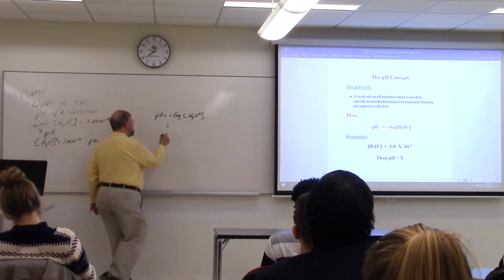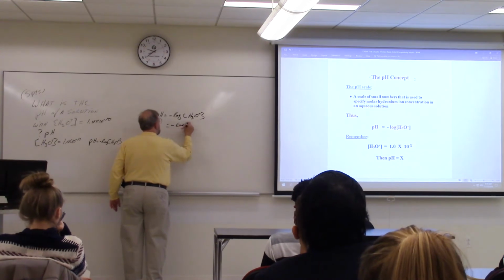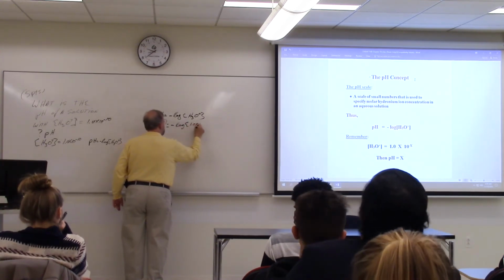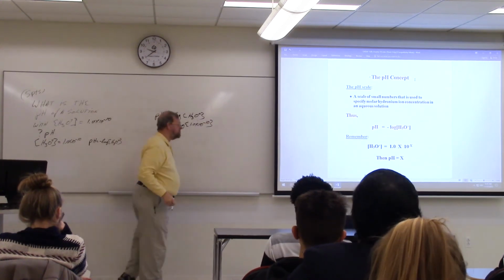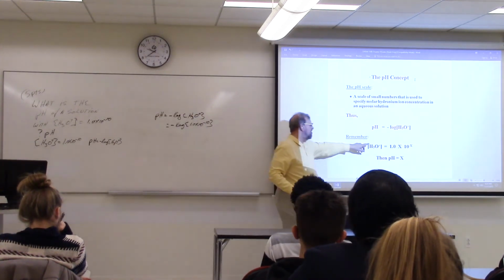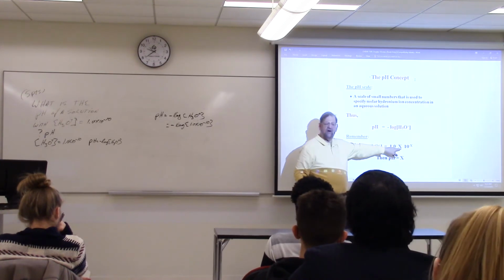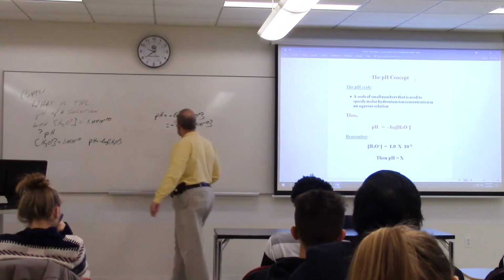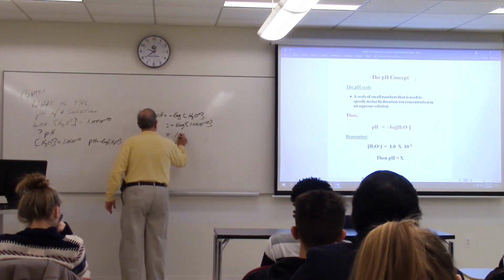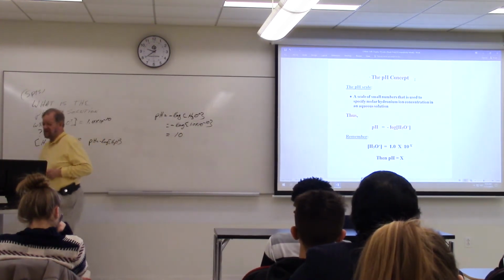So this is minus the log of 1.0 times 10 to the minus 10. And my gift to you is, if the hydronium ion concentration is 1.0 times 10 to the minus x, the pH is equal to x, and I can immediately say it's 10. And that's how you do pH.